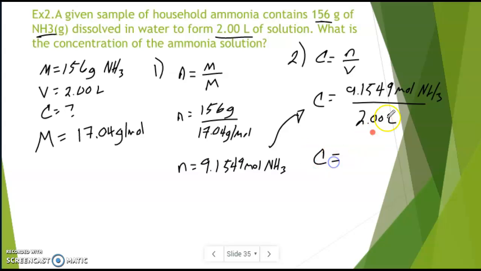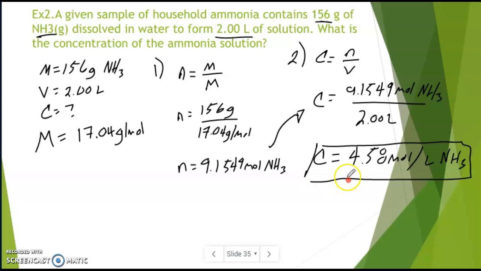So our concentration is now going to be 4.58 moles per liter of NH3. And that is what we just solved for, that concentration. Okay, so again, pretty straightforward calculations. You know how to do moles from mass and molar mass. That's our first step. We use that number that we found and use it in our second calculation to find the concentration. A couple different ways you can do this.